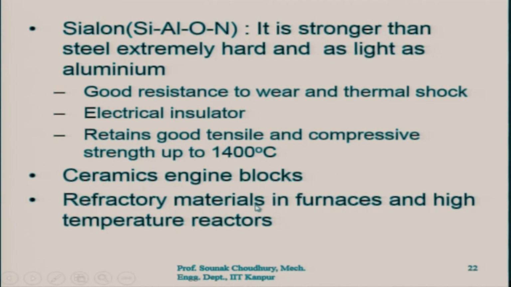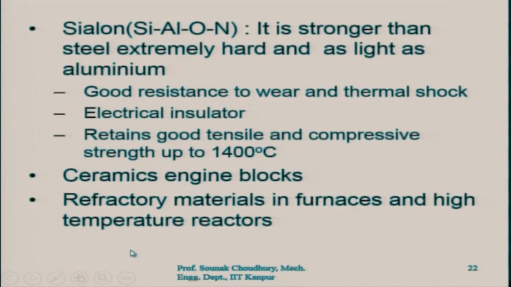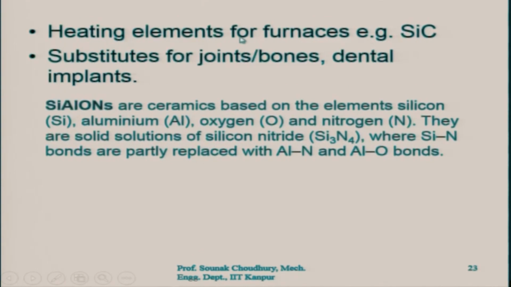Refractory materials in furnaces and high temperature reactors. They are used because they can withstand very high temperature, they can retain good tensile and compressive strength. So, therefore, they are used in engine blocks, in refractory materials, in furnaces. In engine blocks, of course, it is a layer, it is not full engine block material, it could not be made from ceramics. So, it is a layer inside the engine block which is of the sialon material, it is also ceramic material. Heating elements for furnaces, for example, silicon carbide.